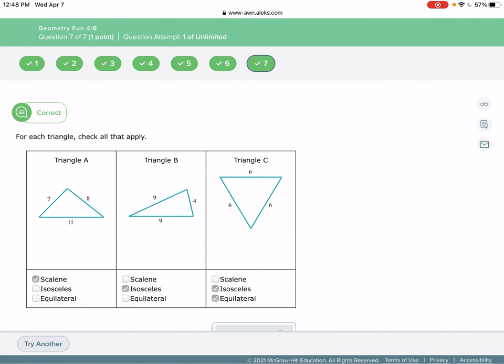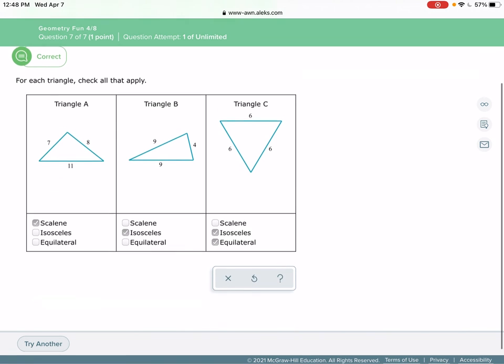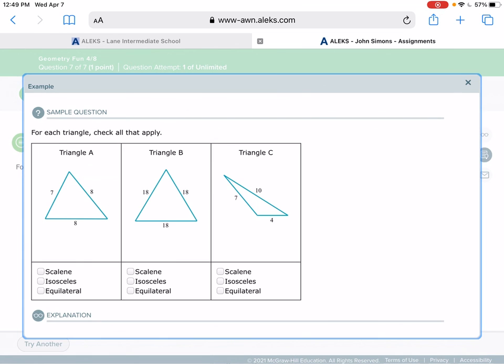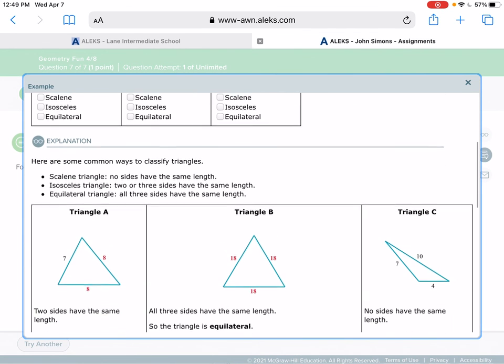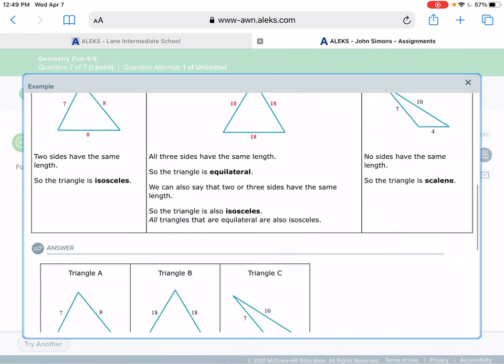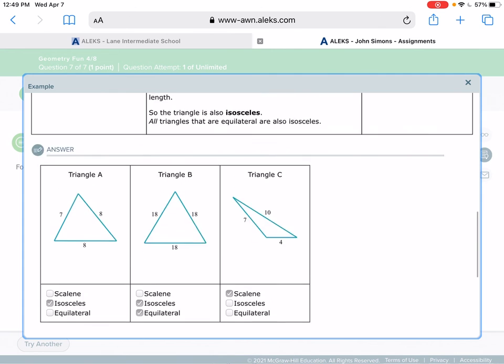Remember, when you're doing these, if you're not entirely sure, you can do this crazy thing called look at the example. Pull it up, and it will tell you no sides have the same length, 2 or 3 sides have the same length on an isosceles, and on an equilateral, all 3 sides have the same length. Basically what we were talking about here.